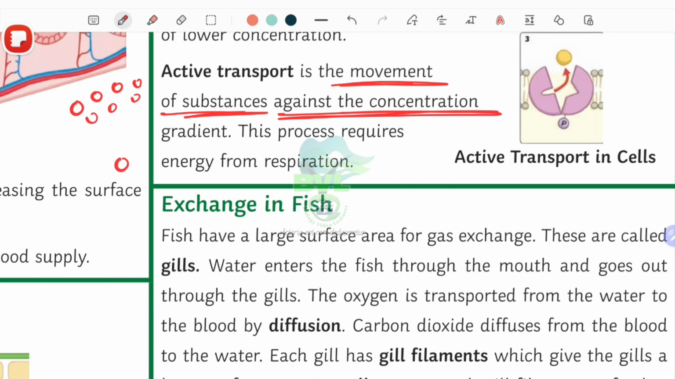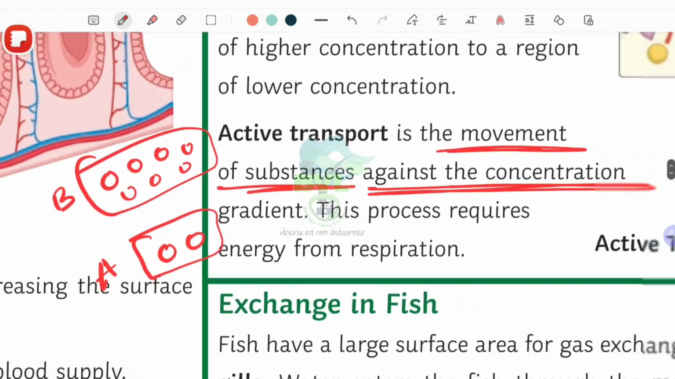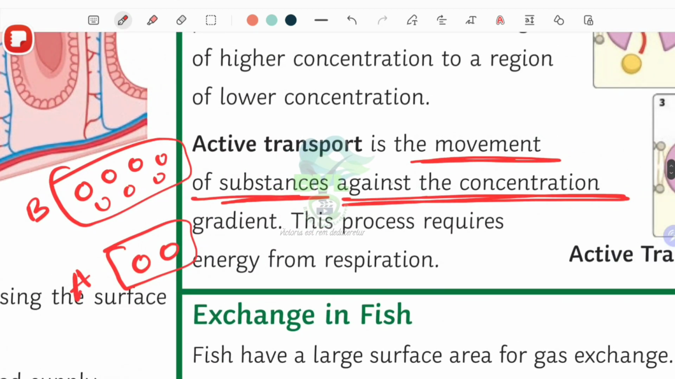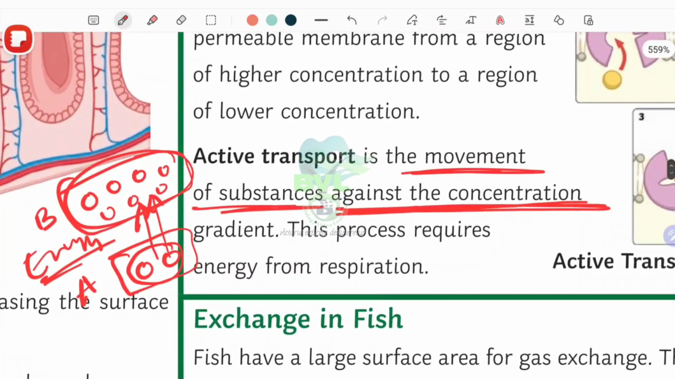For example, we just have 2 molecules in this region A. We have 7 molecules in region B. What we expect normally should be that molecules should move from B to A. But according to active transport, we are going to move against concentration gradient, which means we are going to move from A to B. And for you to force these 2 guys to where you have this 7 guys, you need energy. So if you ask to define active transport, it is a movement of substances against concentration gradient using energy.